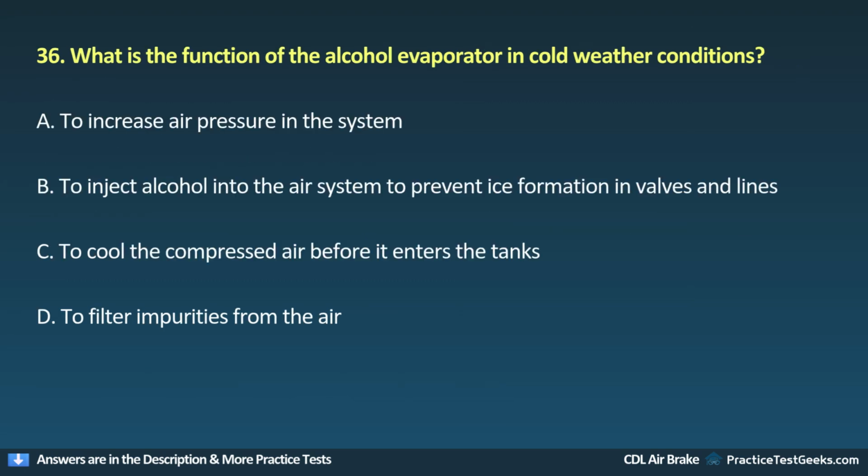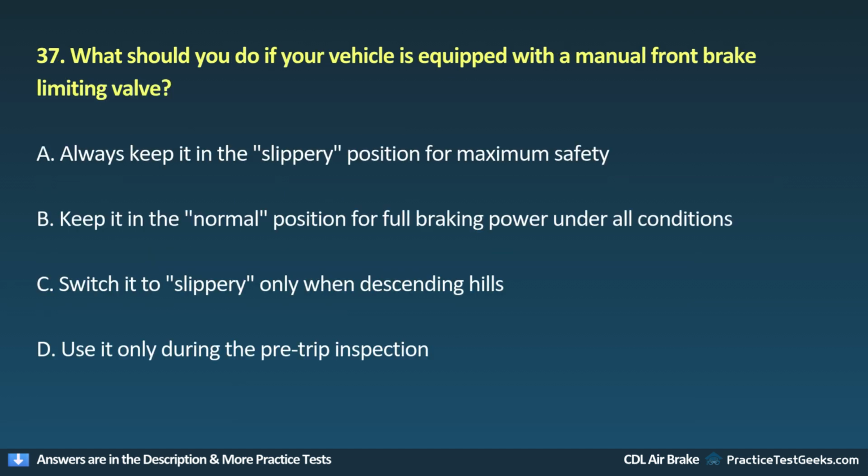36. What is the function of the alcohol evaporator in cold weather conditions? A. To increase air pressure in the system. B. To inject alcohol into the air system to prevent ice formation in valves and lines. C. To cool the compressed air before it enters the tanks. D. To filter impurities from the air.